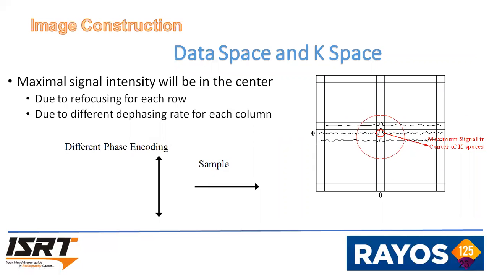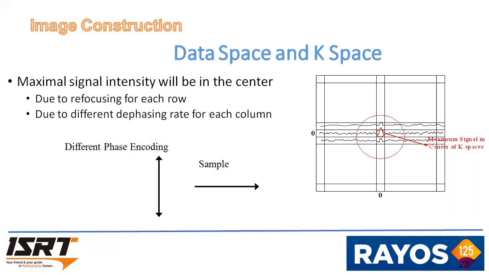Image construction: we are going to discuss data space and K space. K space is the imaginary space that represents the raw data matrix. It is a stage between the reception of signal and the image formation. The raw data from the K space is reconstructed in a series by the Fourier transformations.